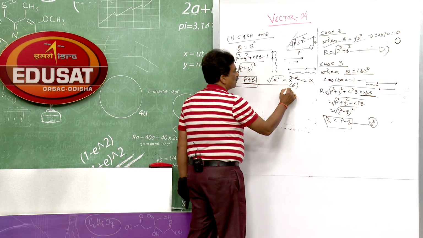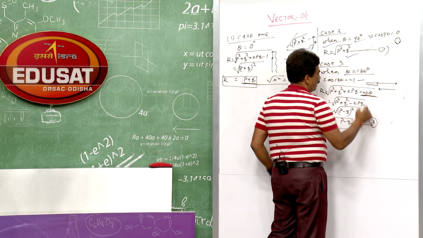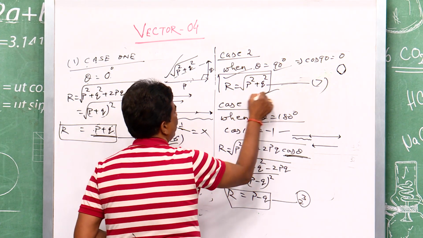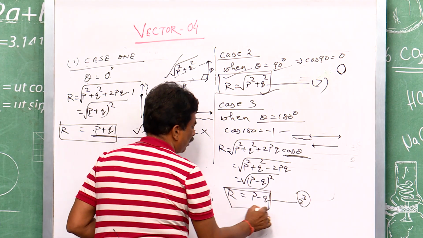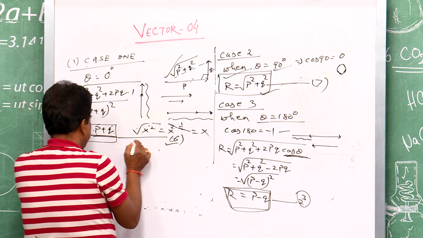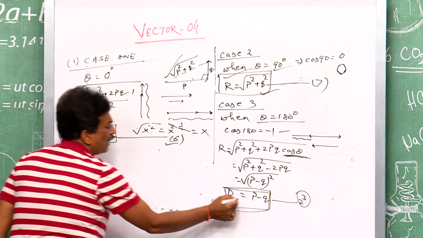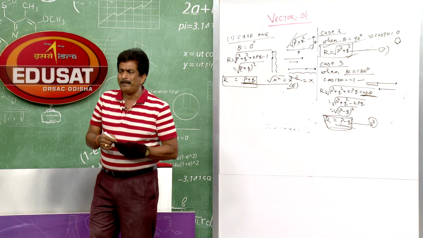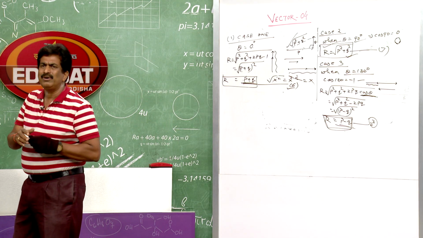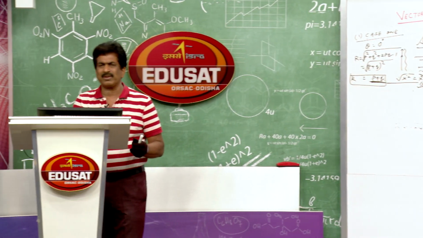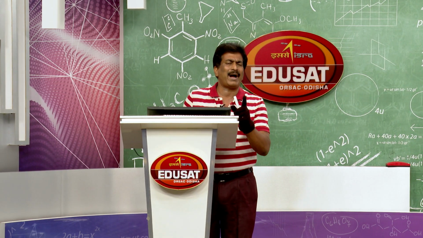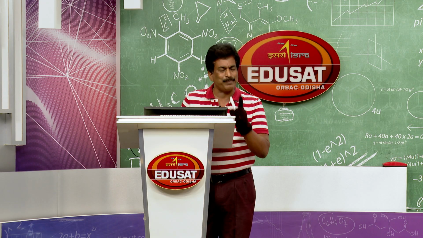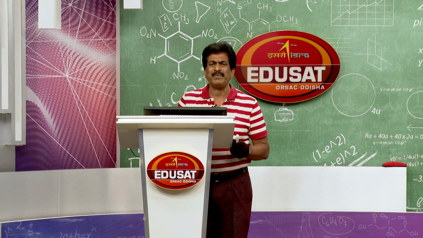So, this is the 6, this is the 7, this is the 8. If you compare these 6, 7 and 8, you see the 6 is p plus q and the other is p minus q. So p plus q is the greater value, p minus q is the lesser value. When vectors are added, they never give you a single value. That value always depends upon the angle between them.